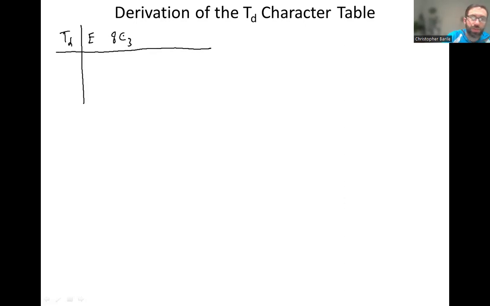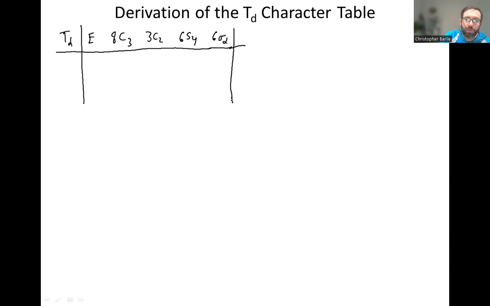The identity, which is always in a class by itself. The principal rotation axis, which is the C3, and there's 8 of those, because there's 4 C3s and 4 C3 twices. C2s, there's 3 of those. There's 6 S4s. Well, 3 of them were S4s, and the other 3 were S4 3 times. And then 6 mirror planes, which we call sigma Ds.